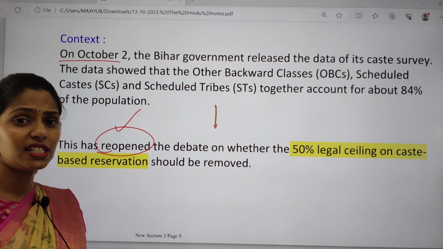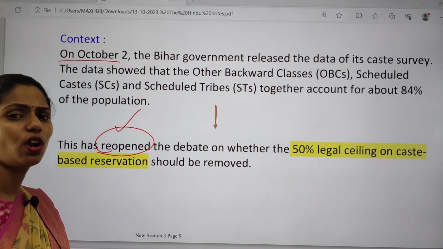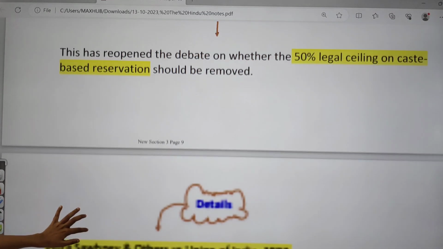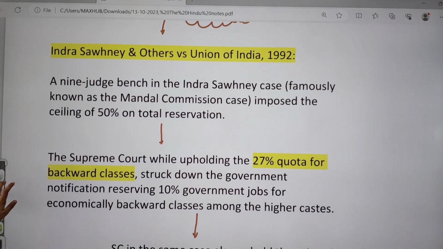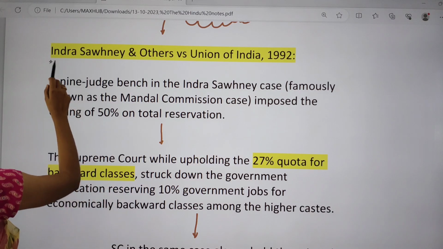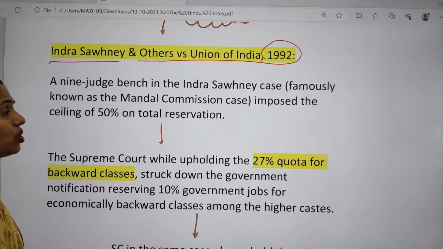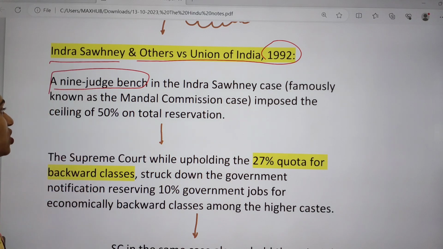Here there is a legal ceiling that 50% should be given as reservation, but not more than that. So again there are debates going on in television channels regarding this reservation policy. Here you have to see one important judgment, Indra Sawhney and others versus Union of India, 1992. In this judgment, the Supreme Court came up with a 9-judge bench.